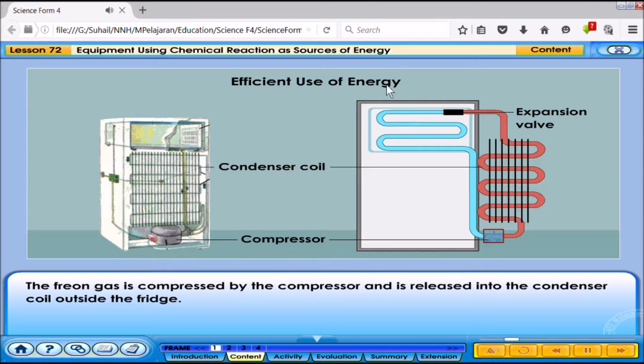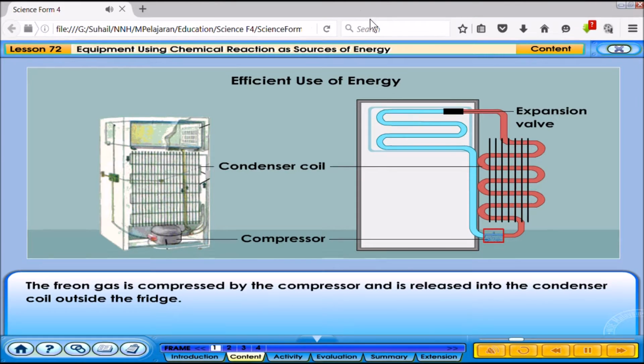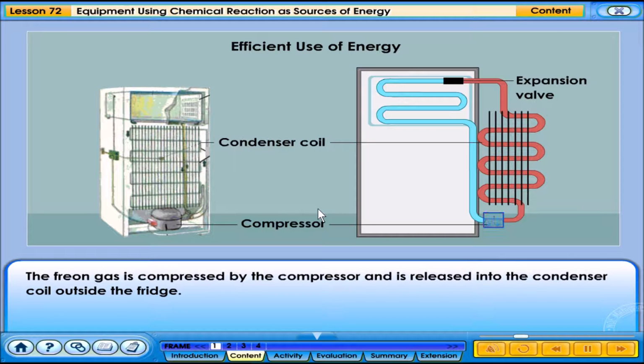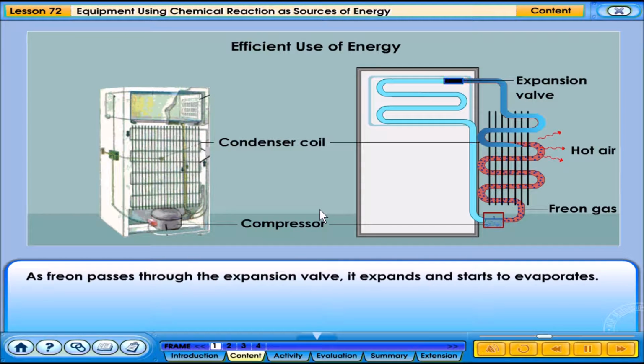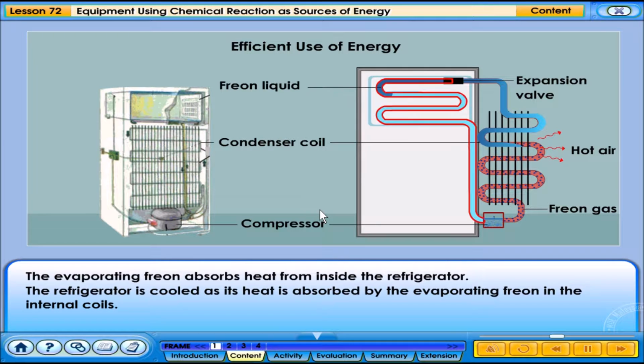The Freon gas is compressed by the compressor and is released into the condenser coil outside the fridge. The Freon gas condenses to liquid, releasing heat to the outside of the refrigerator. As Freon passes through the expansion valve, it expands and starts to evaporate. The evaporating Freon absorbs heat from inside the refrigerator. The refrigerator is cooled as its heat is absorbed by the evaporating Freon in the internal coils.